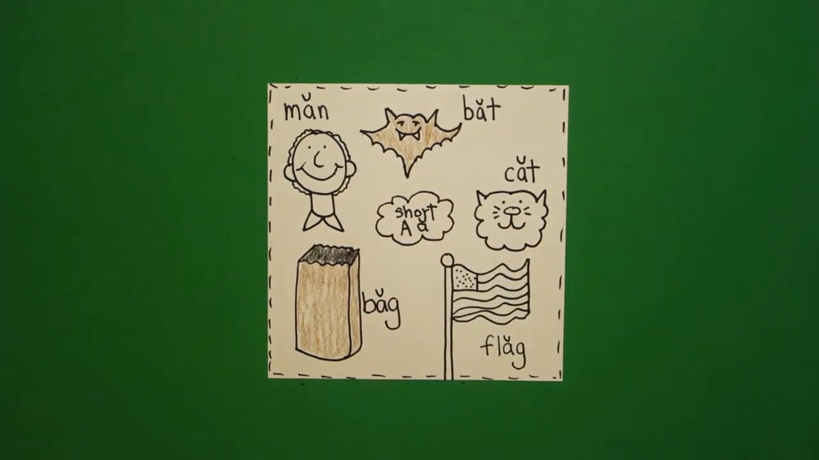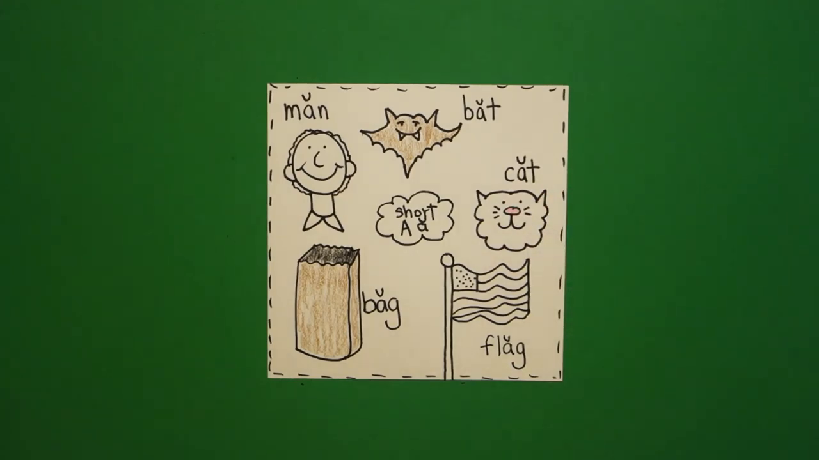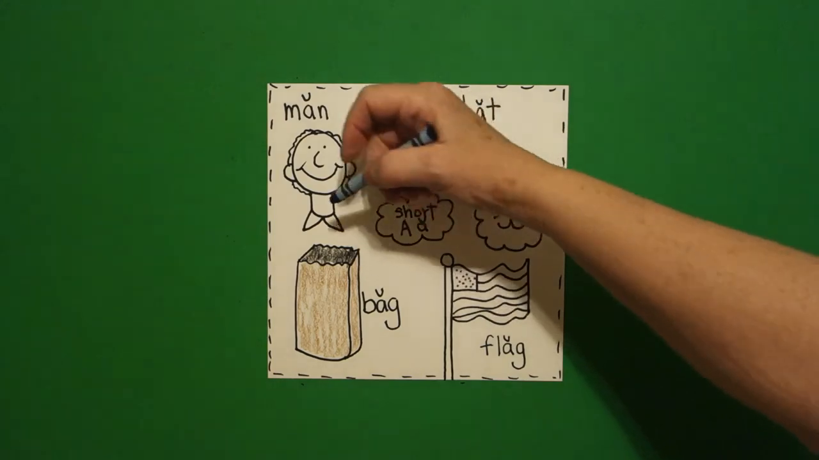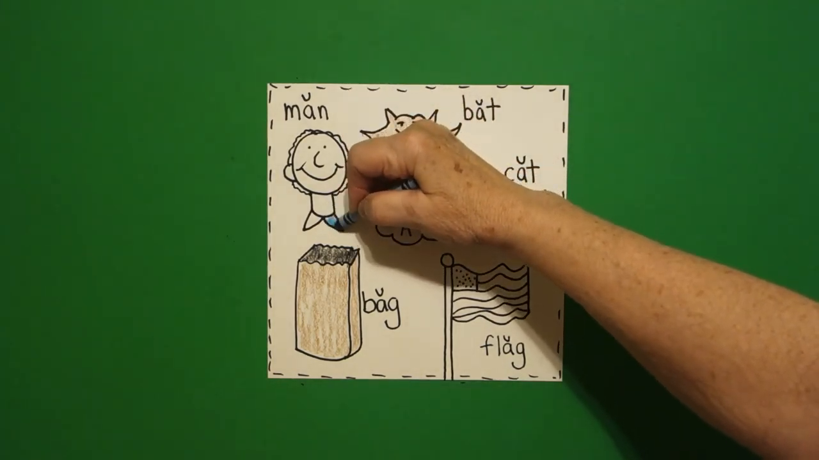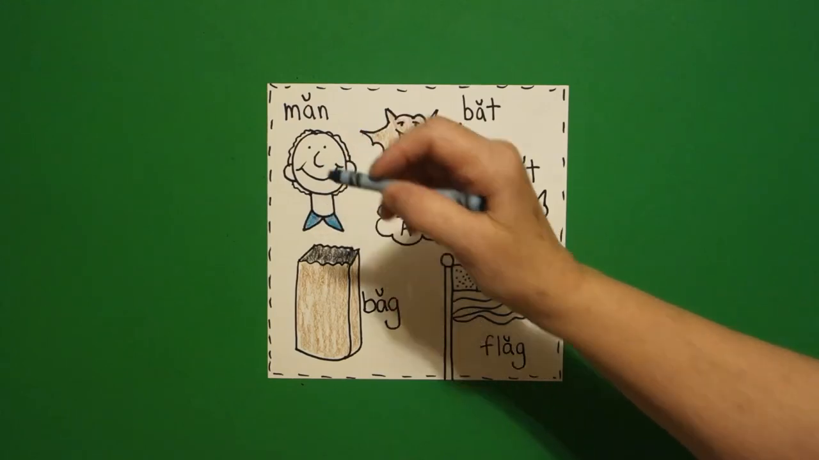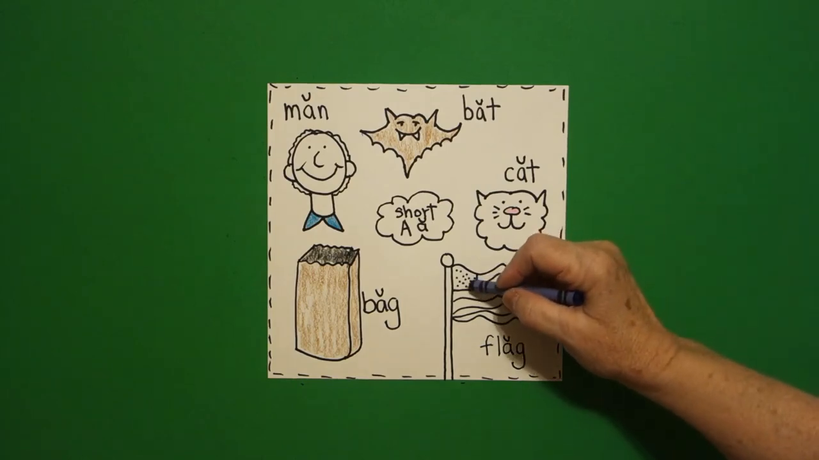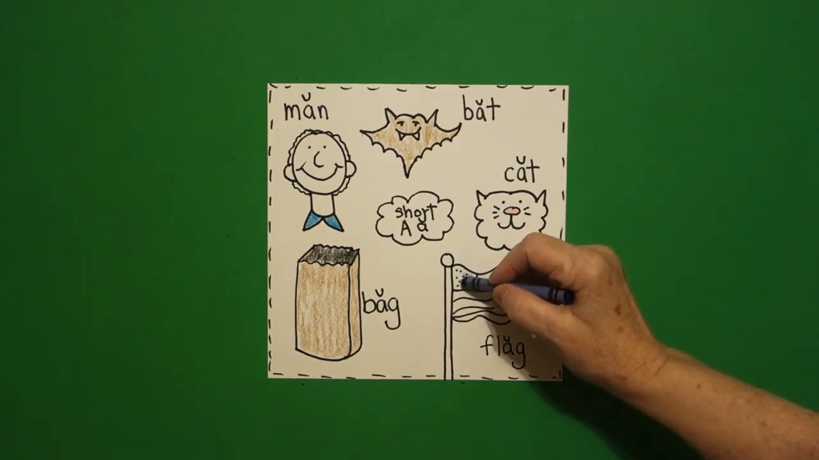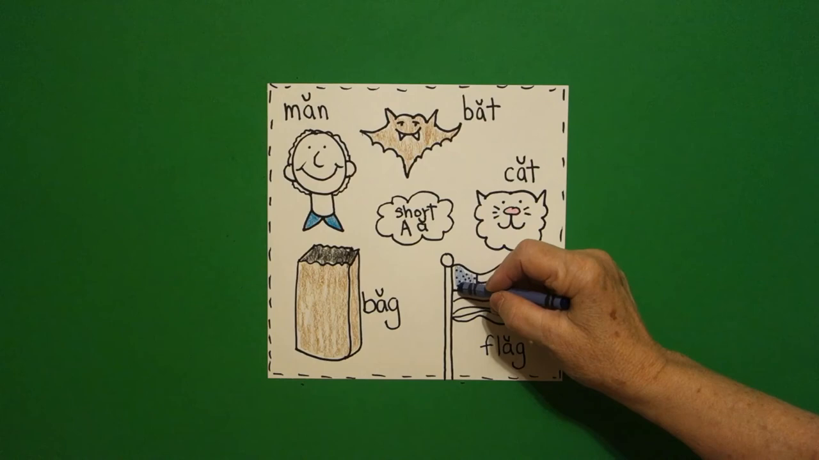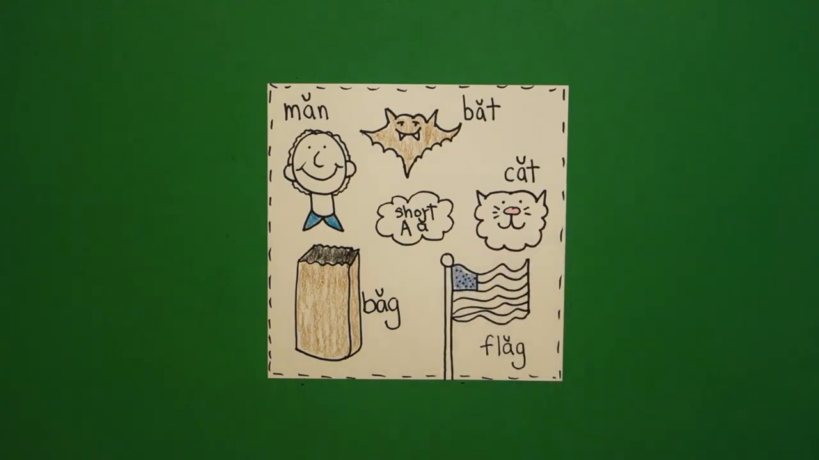Okay? Next, I'm going to take my pink and I'm just going to color my cat's nose pink. And then I'm going to take turquoise. This is also a good way of learning your colors. I'm going to do my man's color, turquoise blue. I'm going to come over to my flag, and color this section blue lightly so I don't lose my dots.